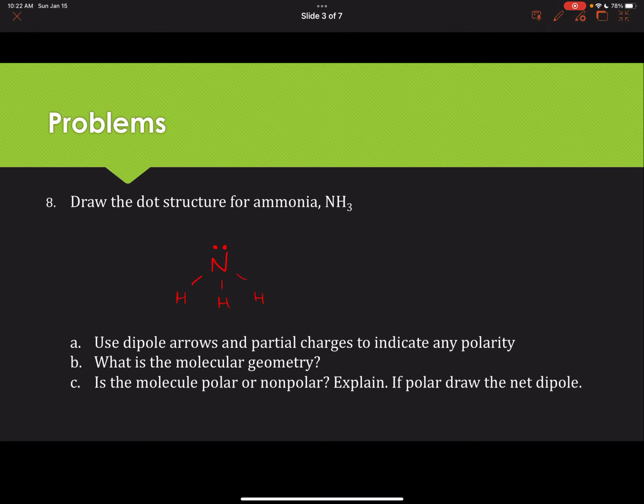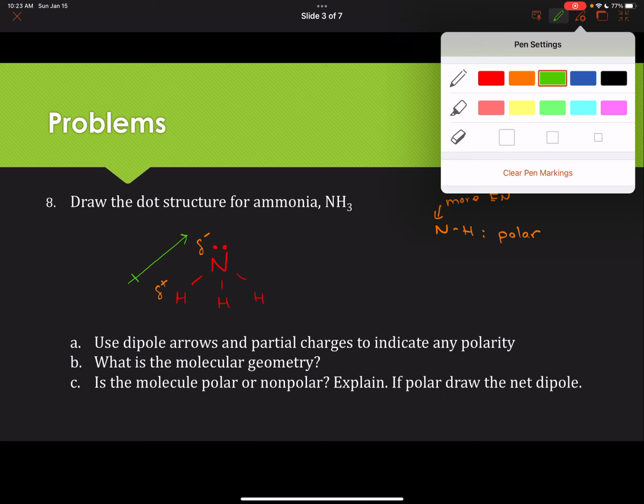So using this dot structure, we are asked to use dipole arrows and partial charges to indicate any polarity. So we're looking at our individual bonds. If we look at our nitrogen-hydrogen bonds, those are bonds between different atoms, so that's going to be a polar bond. The nitrogen is further to the right in the periodic table, making the nitrogen more electronegative than my hydrogen. So that means my nitrogen would be partially negative and my hydrogen would be partially positive. So my dipole arrow starts on the hydrogen and it points towards my nitrogen.